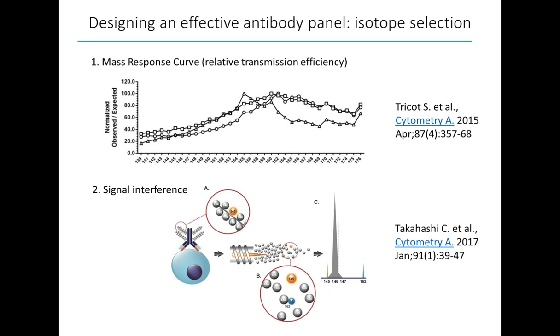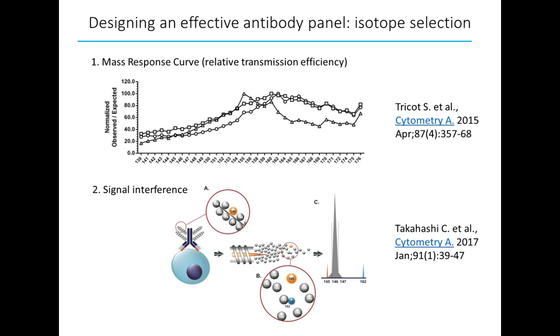And so the last component here is, we've got our target selected, we've got our antibodies. The next is to actually conjugate these to isotopes for mass cytometry. There are two primary considerations we take into account when deciding what isotopes should be assigned to which antibody. The first is the relative transmission efficiency on the instrument, also known as the mass response curve.